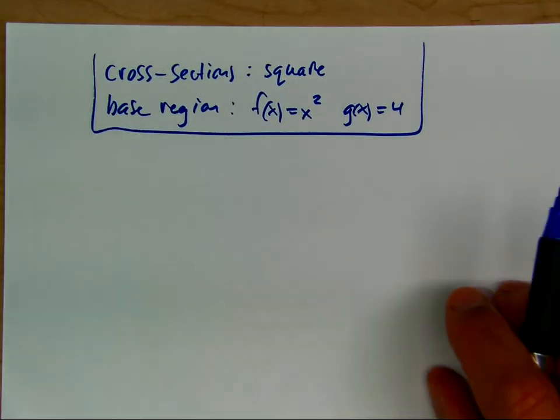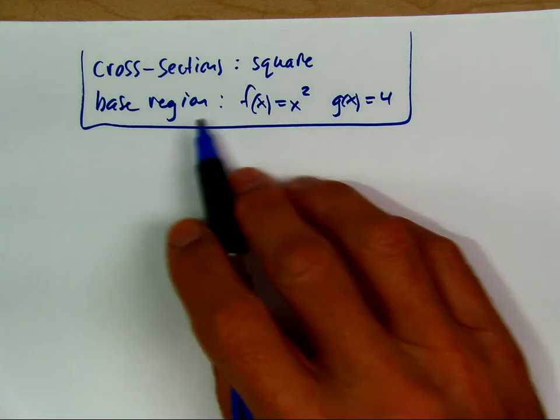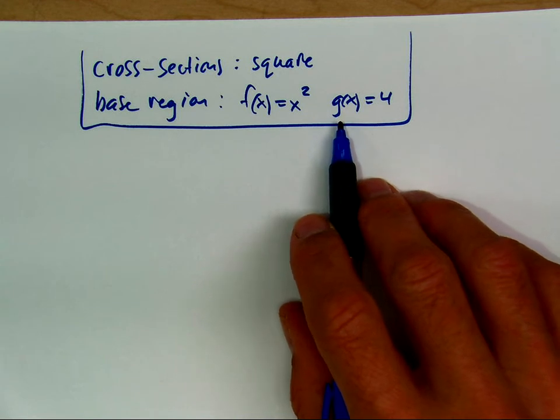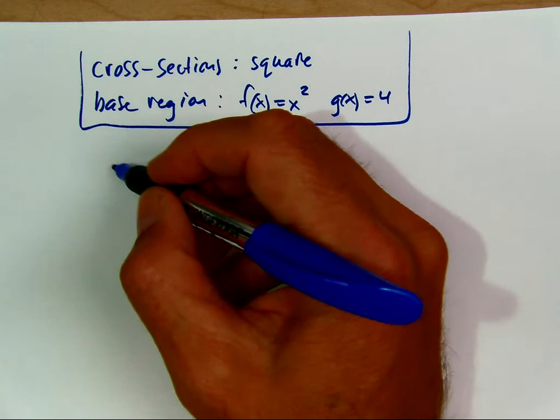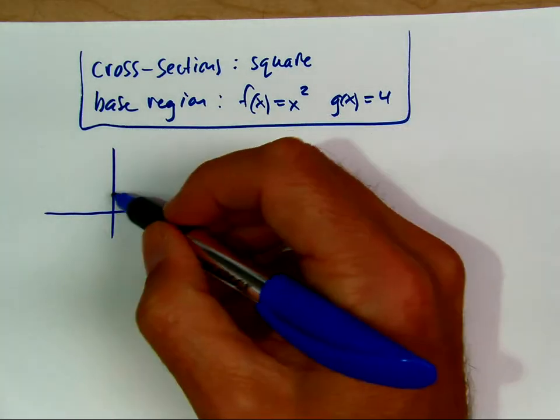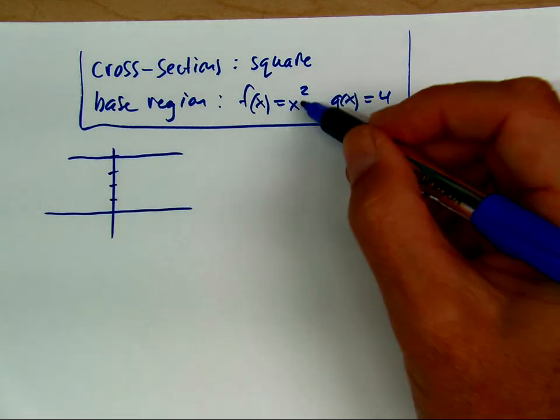So without writing so much, we know we have square cross sections. The base region is this, and also the cross sections will be perpendicular to the x-axis. So pause the video and try this one. At y equals 4. And then we have a parabola.